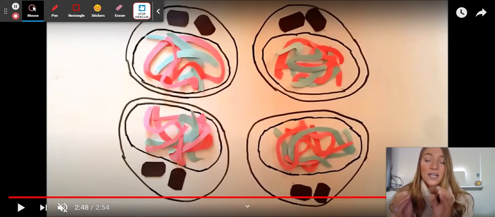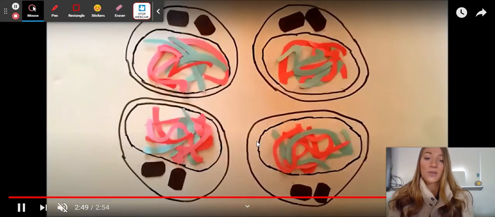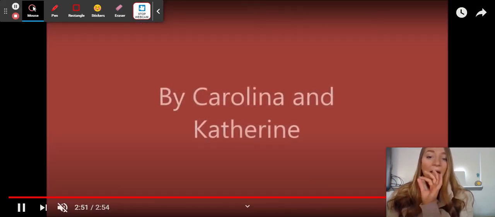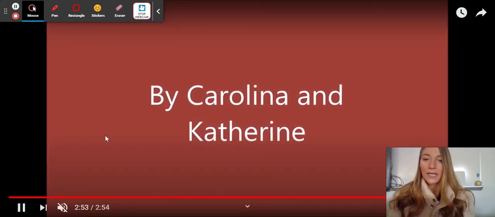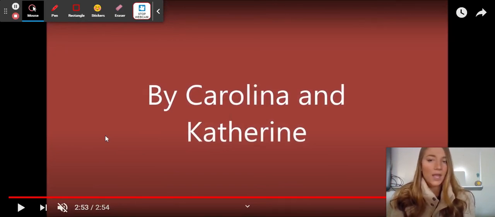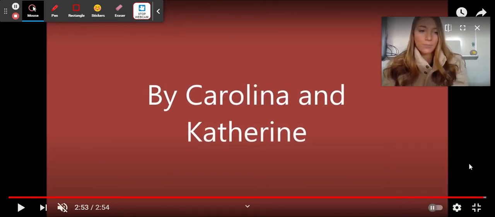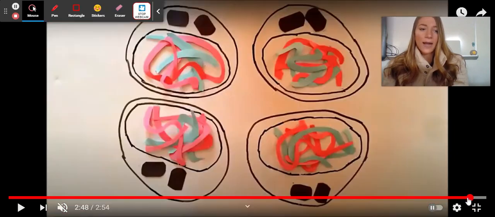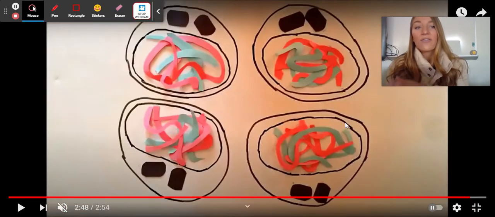You're not identical twins. So at the end of meiosis, we have 4 haploid, thanks Carolina and Catherine. We have 4 haploid daughter cells. Remember, haploid means they have half the normal number of chromosomes.